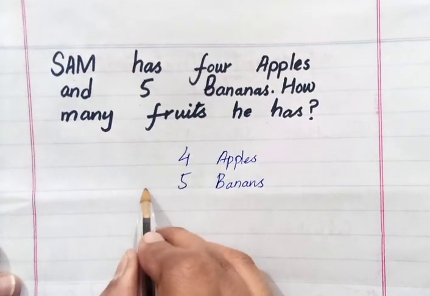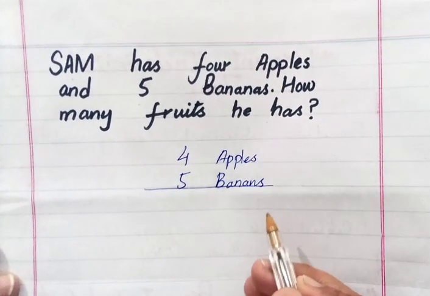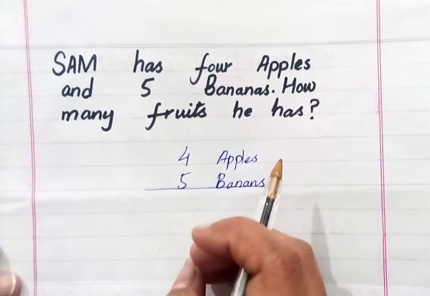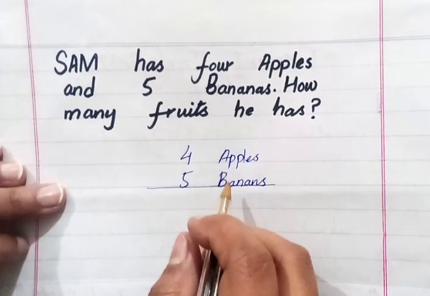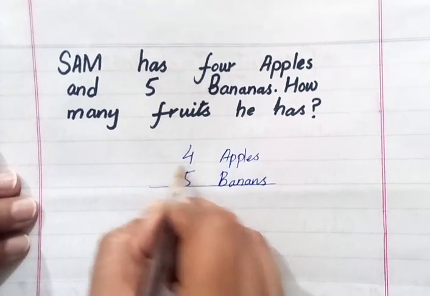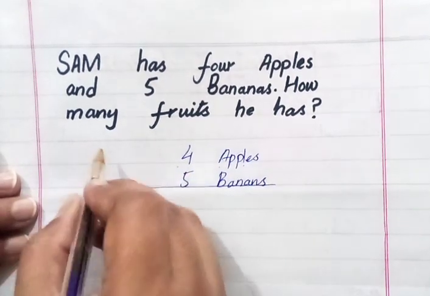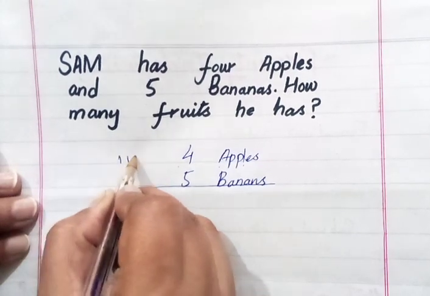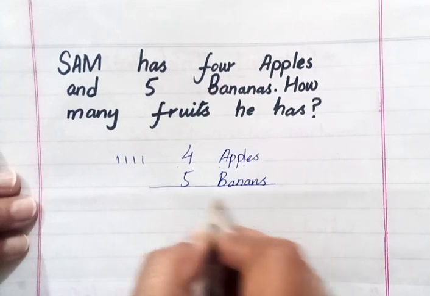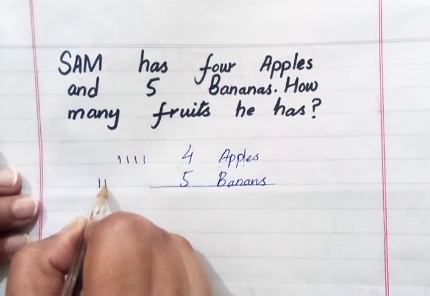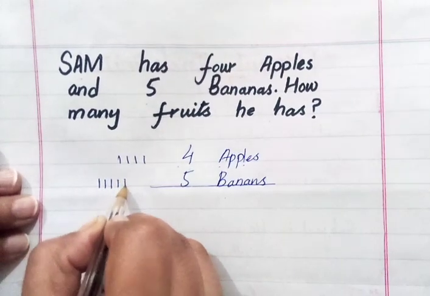Now, we have to evaluate the answer. So for this we will draw. First of all, tell me how many apples are there? 4. Very good. We will draw 4 lines for this. 1 2 3 4. All right, how many bananas are there? 5. 1 2 3 4 5.